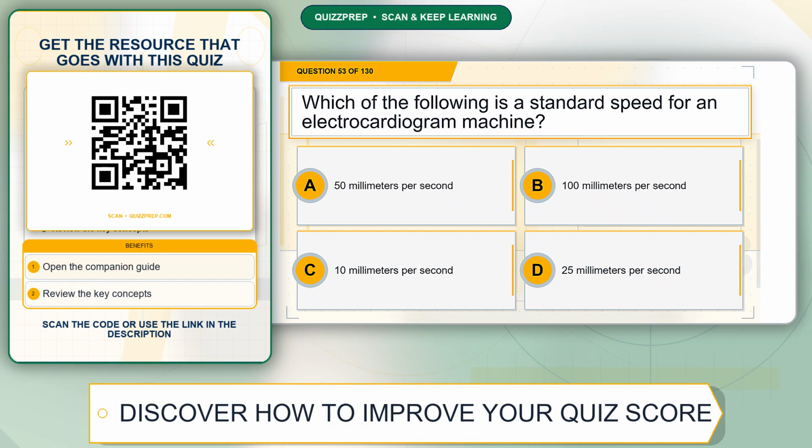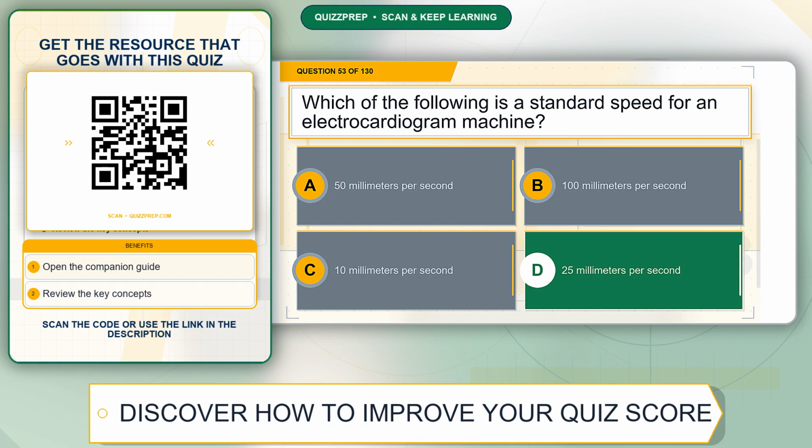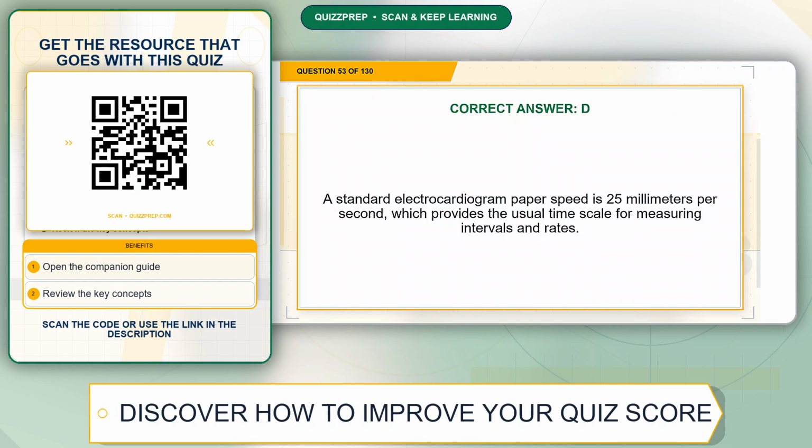Question 53. Which of the following is a standard speed for an electrocardiogram machine? Option A, 50 mm per second. Option B, 100 mm per second. Option C, 10 mm per second. Option D, 25 mm per second. The correct answer is option D, 25 mm per second. Explanation. A standard electrocardiogram paper speed is 25 mm per second, which provides the usual time scale for measuring intervals and rates.